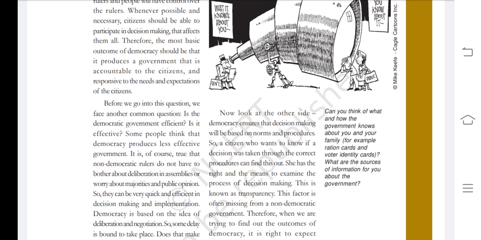Then the second point: whenever possible and necessary, citizens should be able to participate in decision making that affects them all. Wherever there is a possibility or necessity, the citizens can and should participate in the decision making so that they can choose the right representative for their welfare. Then, a democratic government is accountable to people as it is elected by the people, and election takes place after every 5 years. We all know the election method. Elections take place every 5 years, and all the rulers are chosen by the people, so it is accountable.